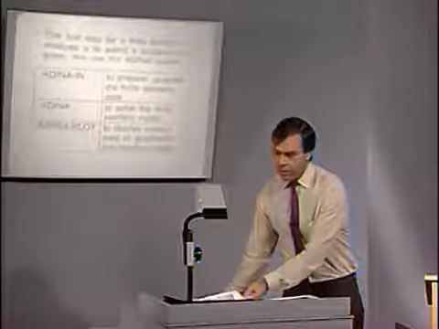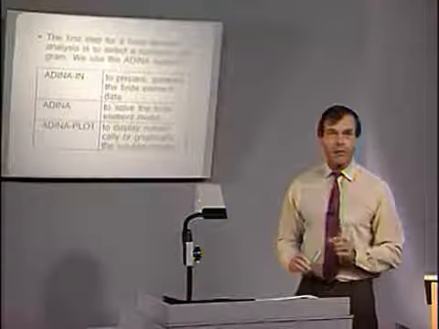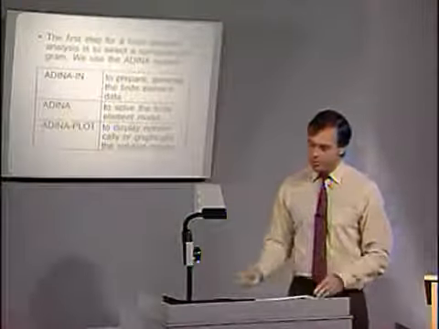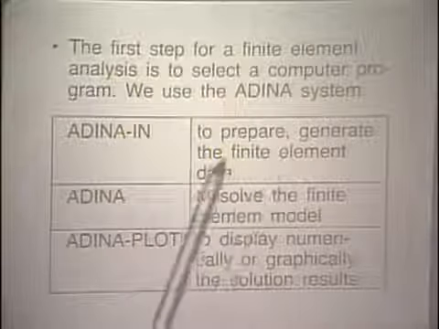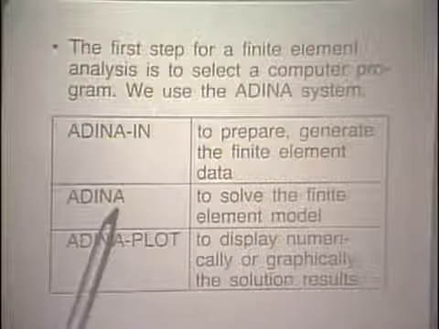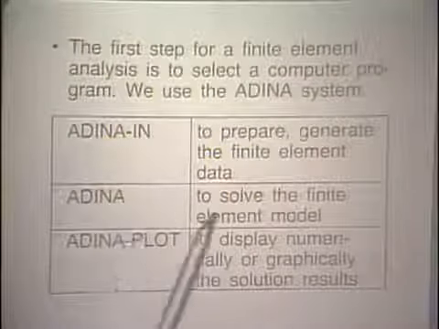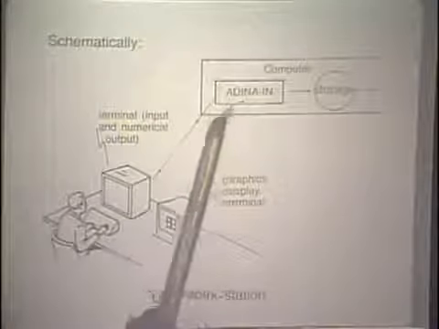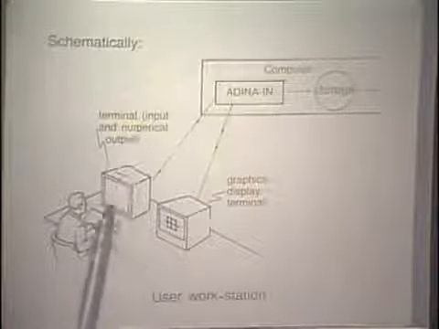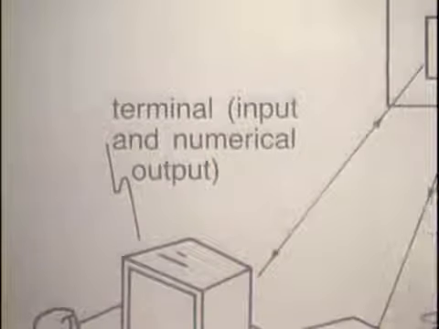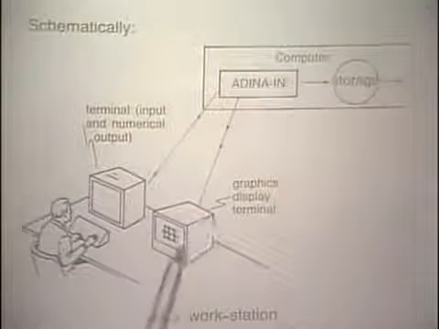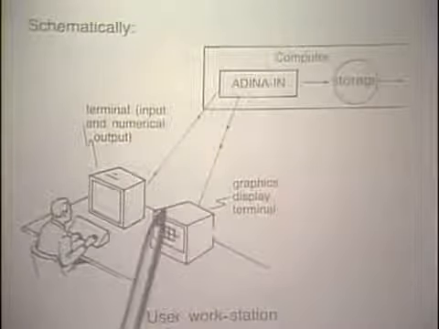The first step for a finite element analysis is to select a computer program, and we of course use the ADINA system. ADINA-IN is the preprocessor to prepare and generate the finite element data. ADINA then solves the actual finite element model, and ADINA-PLOT is used to display numerically or graphically the solution results. Schematically, we are sitting here at a terminal and we're inputting the data to ADINA-IN. We can also receive here numerical output, and we can also plot on this terminal any of the information that we would like to plot. This is a graphics terminal.